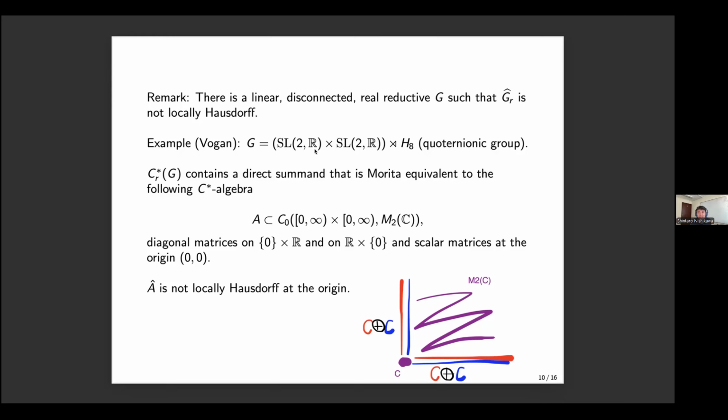You can replace this, if you like a discrete group, you can replace this SL2R with Z, integer times integer, and then have some quaternion group acting by automorphism, acting trivially. You get a similar picture, but replaced by a torus. That's another example.